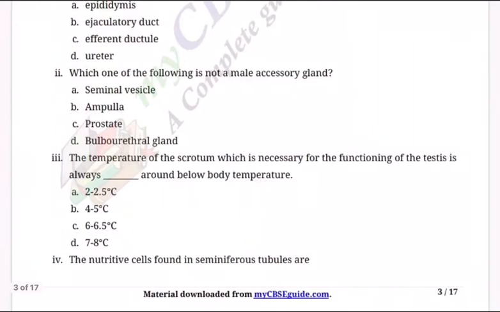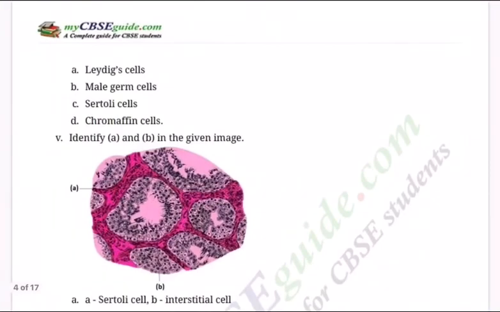Question 3. The temperature of the scrotum, which is necessary for the functioning of the testis, is always dash around below the body temperature: A. 2 to 2.5 degrees centigrade, B. 4 to 5 degrees centigrade, C. 6 to 6.5 degrees centigrade, D. 7 to 8 degrees centigrade. Question 4. The nutritive cells found in seminiferous tubules are: A. Leydig cells, B. Male germ cells, C. Sertoli cells, and D. Chromaffin cells.